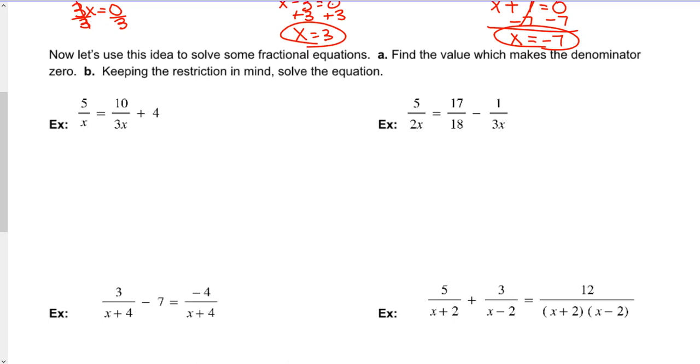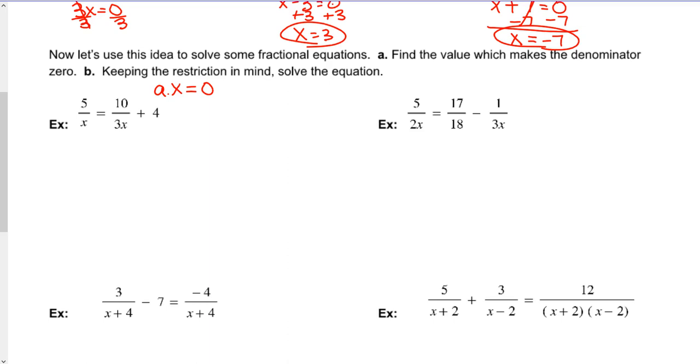Find the value which makes the denominator 0. So if we look at this, what number do I throw in here to make this 0? Don't make it too hard. That would be 0. What number times 3 is 0? That would be 0. So here on part A, x equaling 0 is going to make the denominator 0. So if I get that as a choice when I solve out this problem, I'm going to exclude that. We can't have that as an answer.